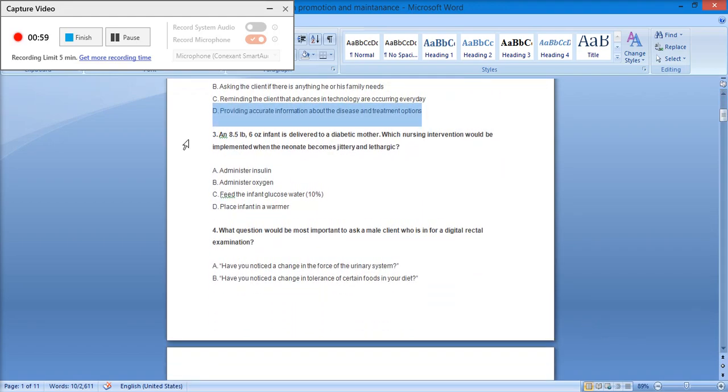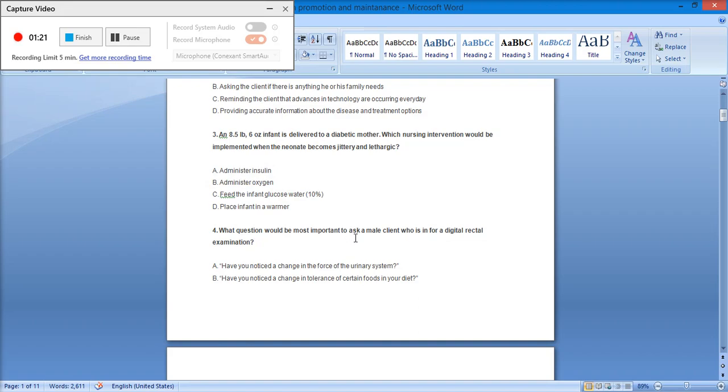An 8 lb 6 ounce infant is delivered to a diabetic mother. Which nursing intervention would be implemented when the neonate becomes jittery and lethargic? A. Administer insulin. B. Administer oxygen. C. Feed the infant glucose water. D. Place infant in a warmer. The correct answer is C. Feed the infant glucose water.